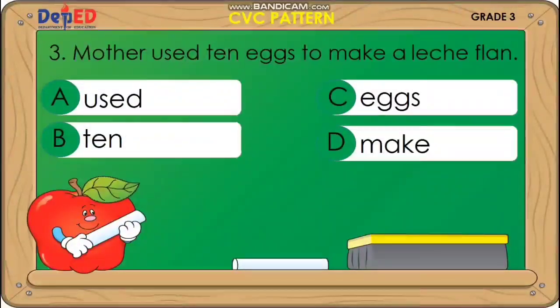Pat. Next sentence. Mother used 10 eggs to make a leche flan. What is the CVC word used in the sentence? A. Used. B. 10. C. Eggs. D. Make. Very good. The answer is B.